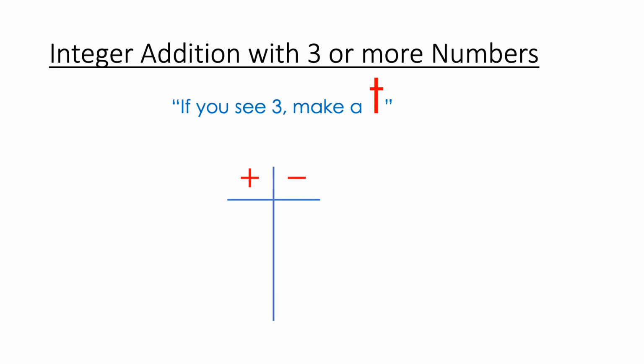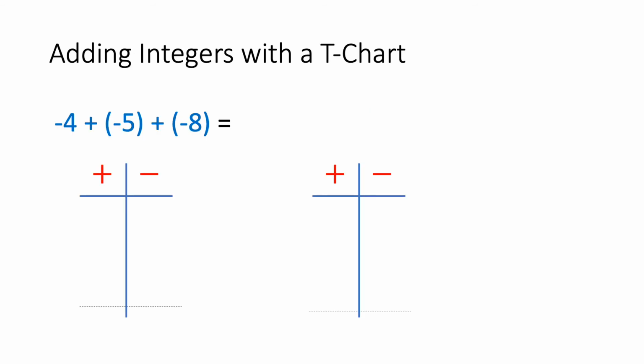Integer addition with 3 or more numbers. If you see 3, make a T. If you see 3 numbers, make a T and put the plus sign on the left and the minus sign on the right. Here's an example. -4 plus -5 plus -8. We're going to put the -4 on the side with the negative, -5, and -8. Notice they all have the same sign, so we combine them and we're left with -17.